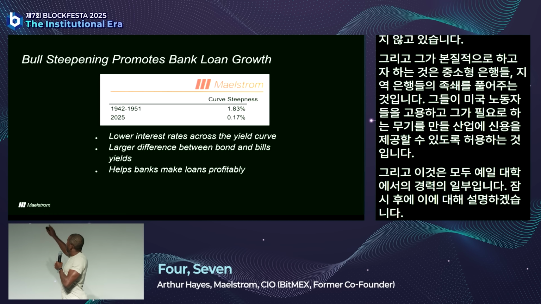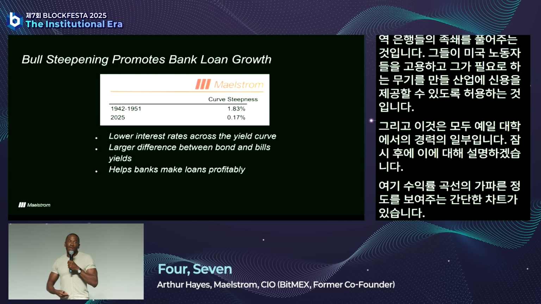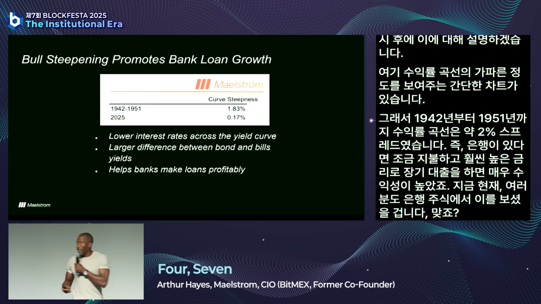So here's a quick chart of how steep the yield curve is. In 1942 to 1951, the yield curve had about a 2% spread. So if I'm a bank, I pay a little bit and I lend long at a much higher rate, very profitable. Right now, and you've seen this in bank stocks, the net interest margins are very slim because the difference between a long-term bond and a short-term bond is not that large, and so it's very hard for them to make money making loans.